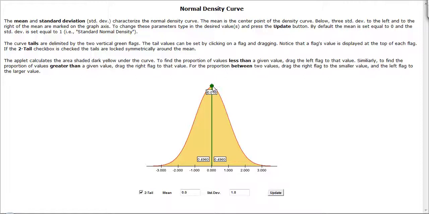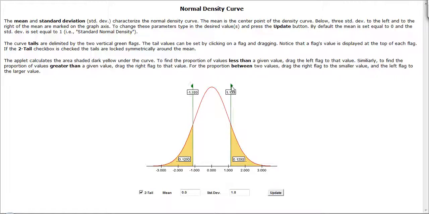Now when I move one of these flags out to 1 standard deviation, we see that we have about 16% shaded on each side. Because of the symmetry of the curve, these regions are equal in area. So we have about 16% on each side shaded. That's about 32% total, and that implies that the unshaded region right here has an area of about 68%. And that is where the 68 part of the rule comes from.